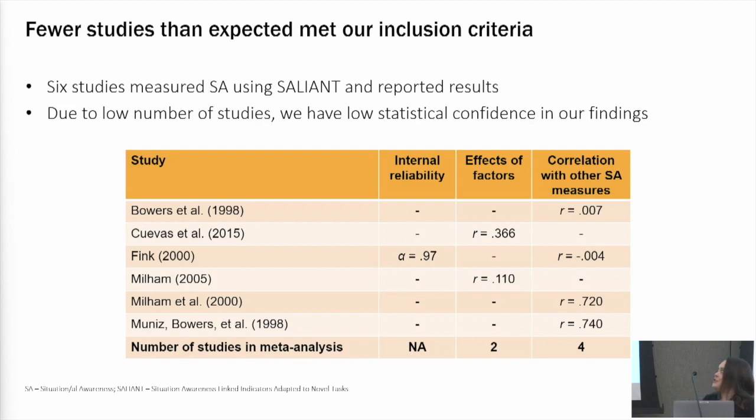So overall, due to that very unimpressive sample size, we have relatively low statistical confidence, right, in our results. In terms of our first question, looking at internal reliability, does SALIANT measure what we want it to measure across multiple types of situations? Only one study included some relevant statistic.